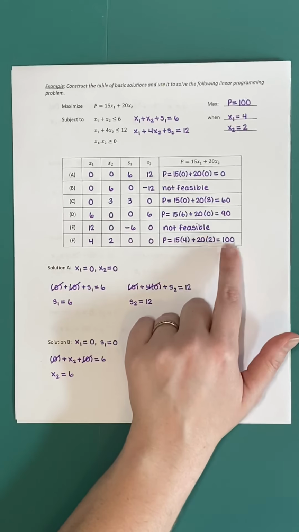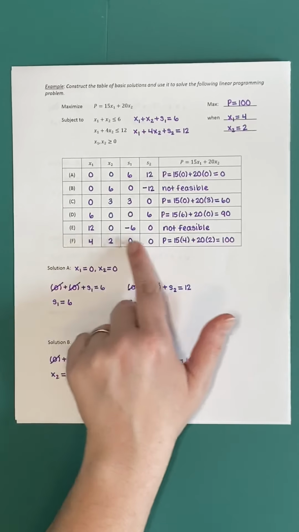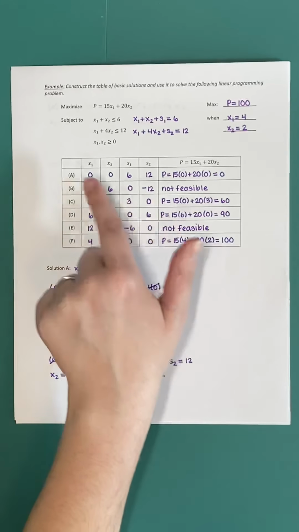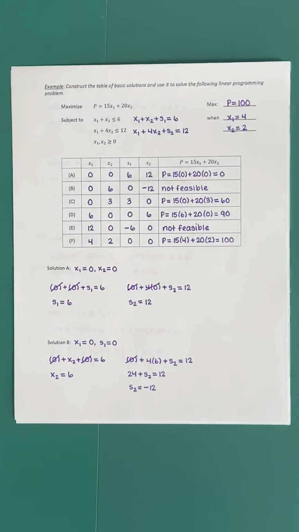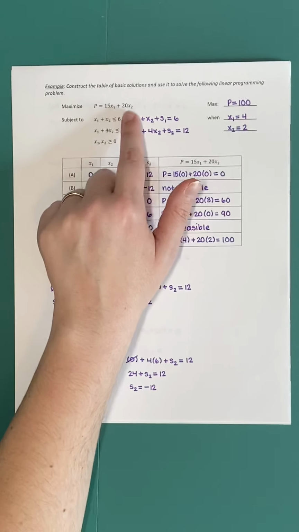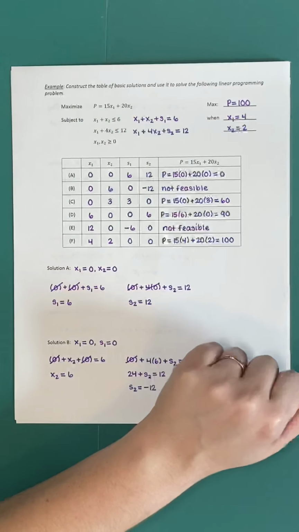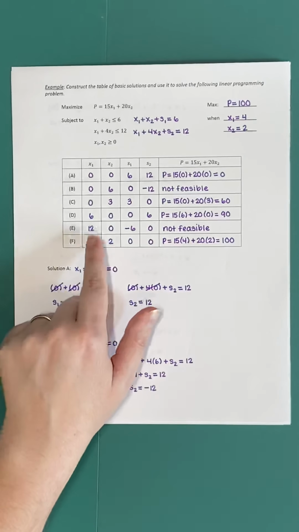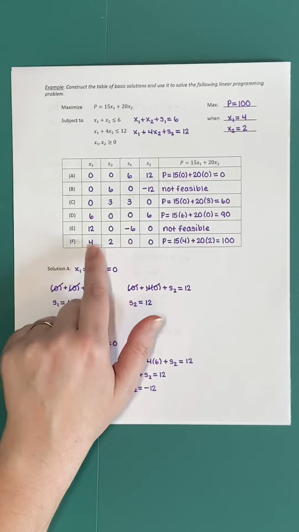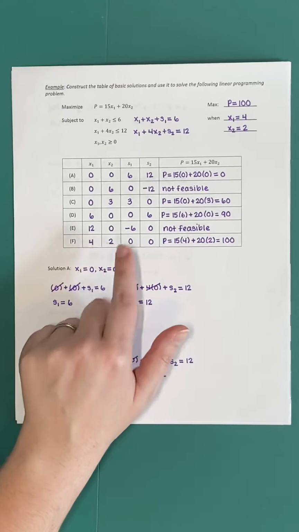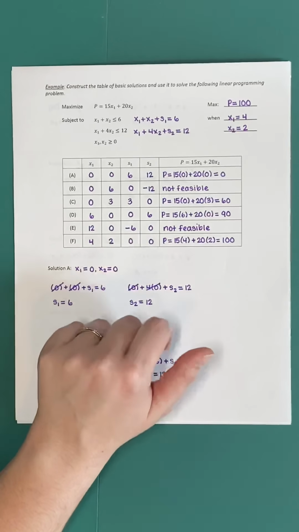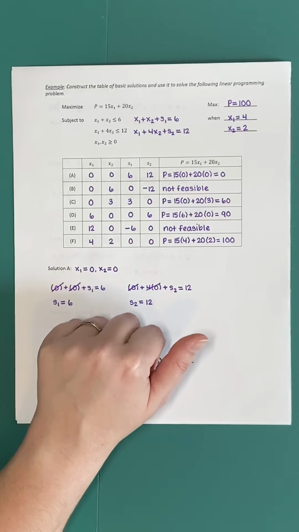So because that is going to be the highest value that results from a combination of feasible values in our table, that's going to be the optimal solution to our problem. So we know the maximum value for our objective function is going to be 100. In this case, maybe think of it as $100. And it occurs when x1 is 4 and x2 is 2, and we allow the slack variables to both take on values of 0.